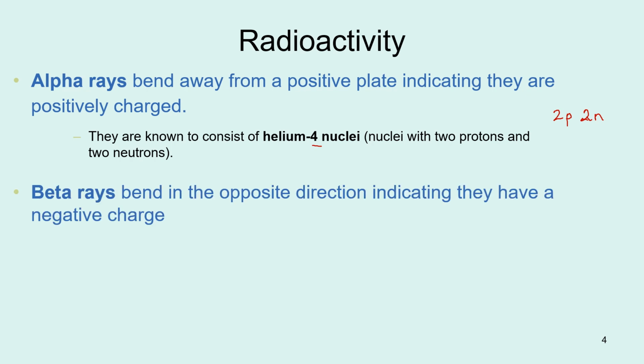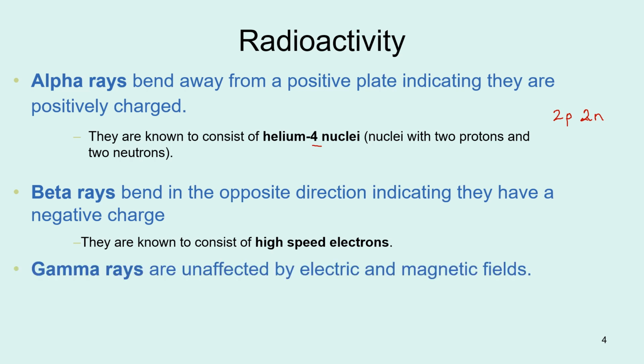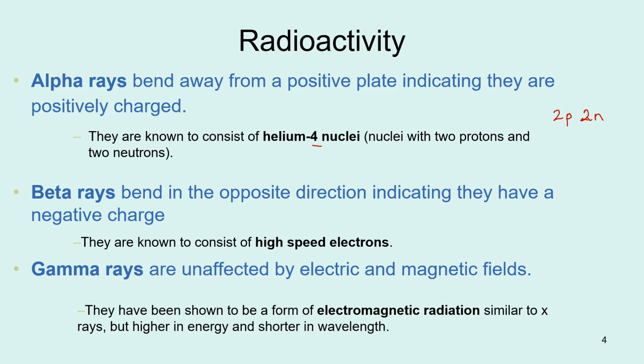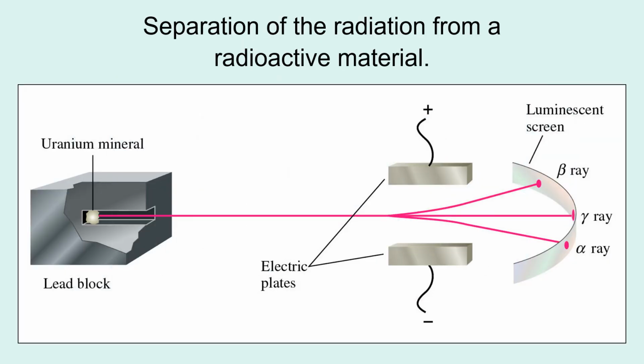Beta rays or beta particles bend oppositely from alpha particles, and so they are negatively charged. It's known that beta particles are actually high-speed electrons that aren't part of a molecule or atom. And then gamma rays are unaffected by electric and magnetic fields, so they're neutral. They're similar to X-rays, but higher energy and shorter in wavelength, but they are not charged.